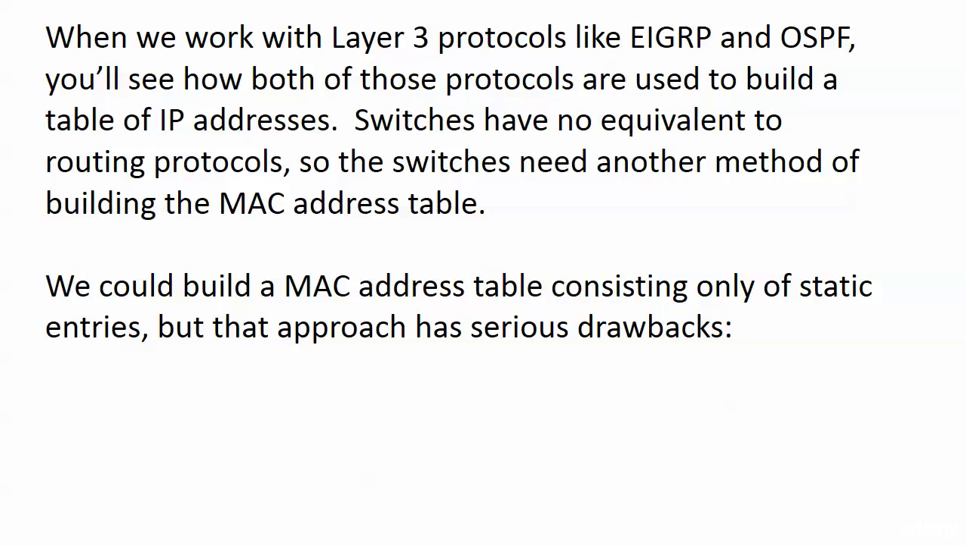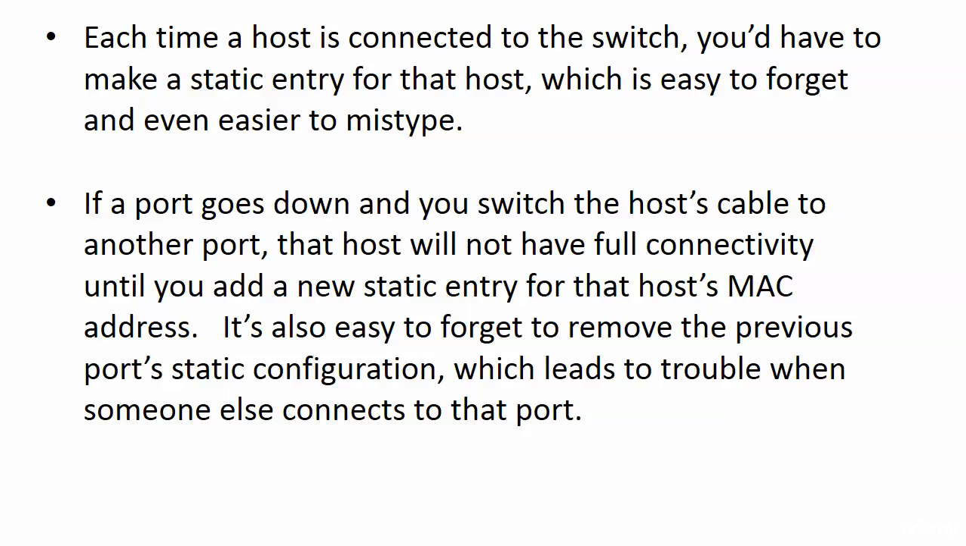Now, we could build a MAC address table consisting only of static entries, because every once in a while at layer 3, as you'll see, we use static routing statements. But the static entries in your MAC address table, if you used only those, that approach would have some very serious drawbacks. Every time a host is connected to the switch, you'd have to make a static entry for that host, which is easy to forget, but it's even easier to mistype. Because a string of numbers, like an IP address, is easier to type than a MAC address, which is letters and numbers mixed up.